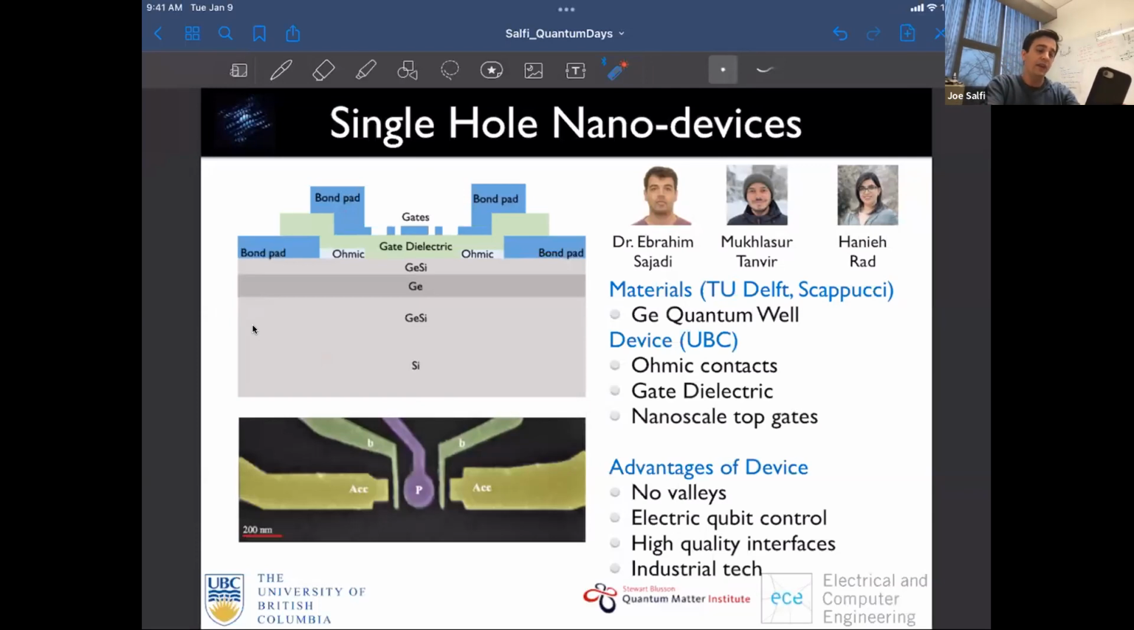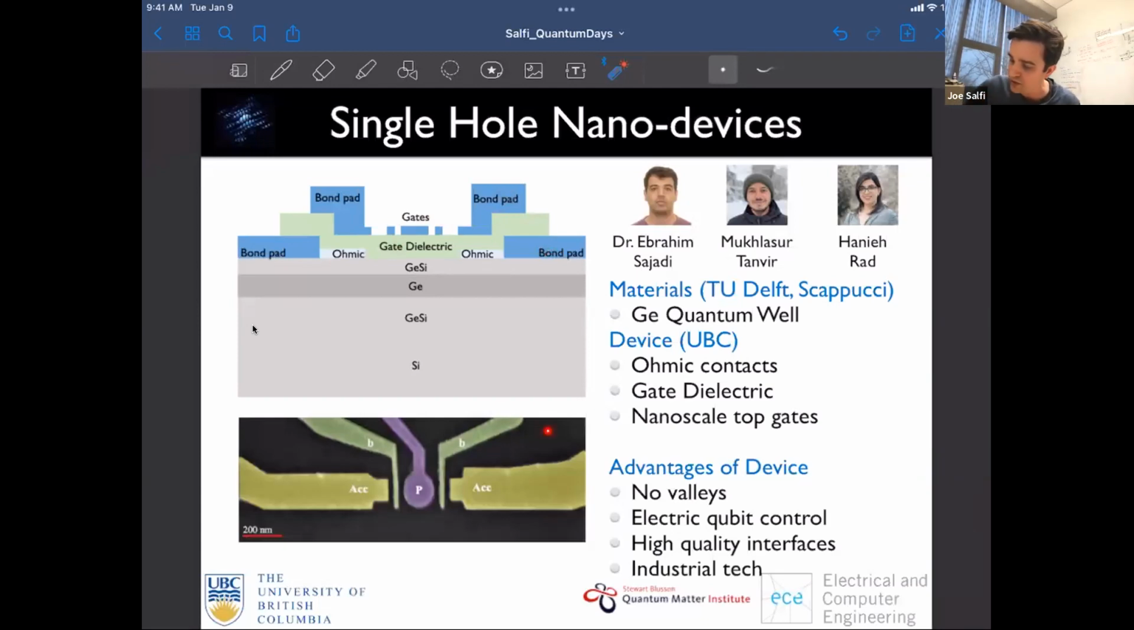There we have a germanium quantum well with germanium silicon barriers on the top and bottom. These interfaces are very clean, which is a really big advantage for these heterointerface devices. You can move the qubits away from a place where there's charge noise, which is near the surface. Then we deposit ohmic contacts, bond pads and gates on top of this in order to inject carriers and control the potential.